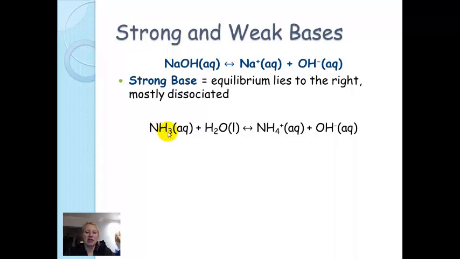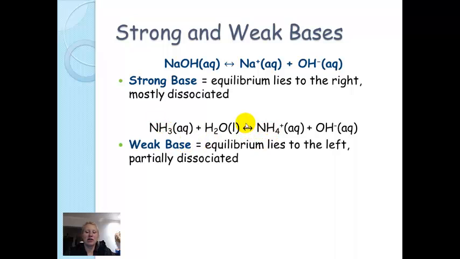Weak bases, on the other hand, are when the equilibrium lies to the left, meaning that it's only partially dissociated. So ammonia, even though you think about it smelling really strong and you use it in cleaning, is actually a weak base because when you put that in water, even though some of it breaks apart to form OH- ions from the water and you form ammonium, for the most part it exists as ammonia, NH3.